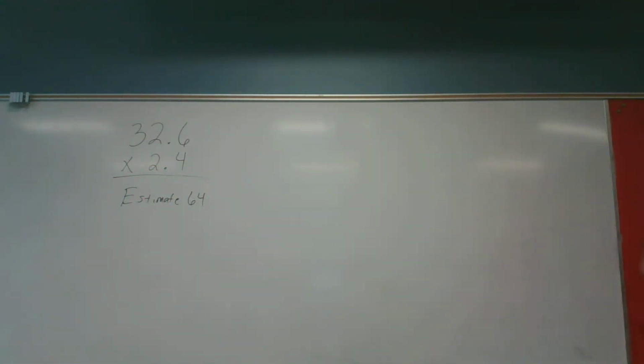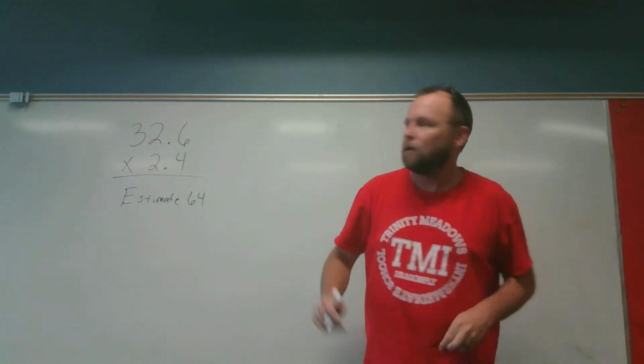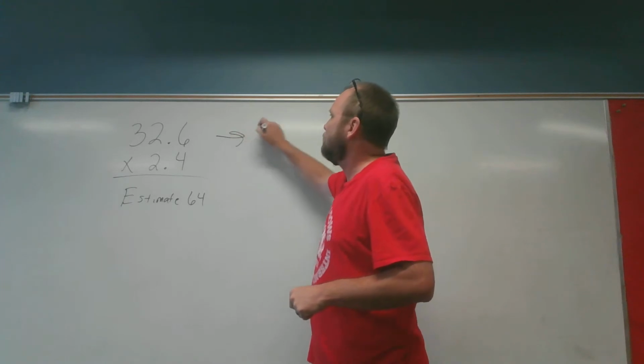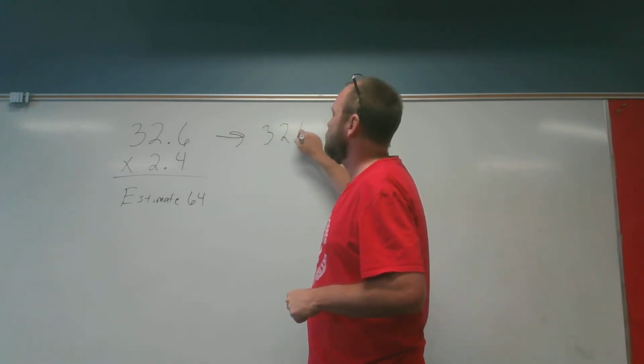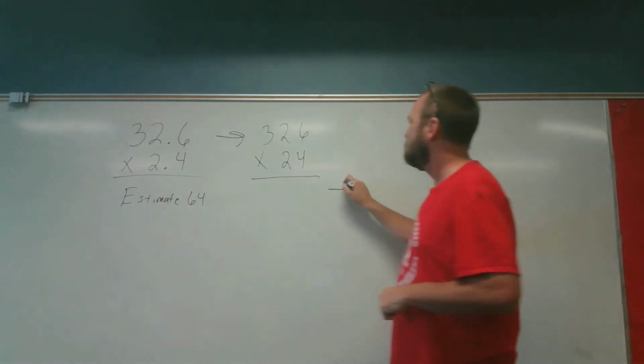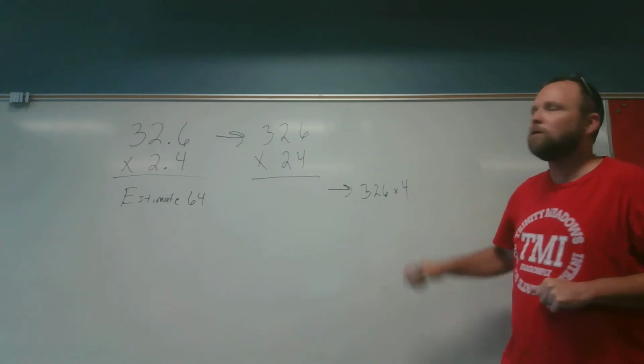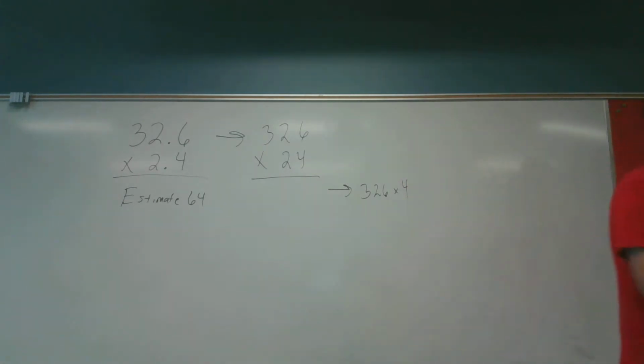All right, Paul, that's crazy. I called Chase. Chase, we're going to rewrite these without the decimal points. 326 times 24. The first thing we're going to do is 326 times 4. Chase, what is 326 times 4?